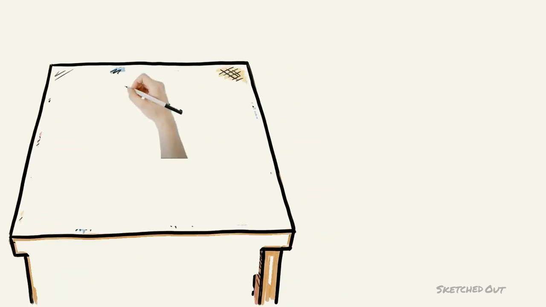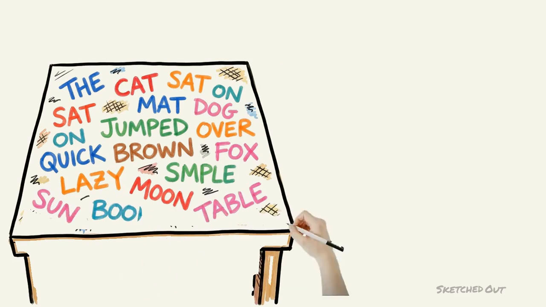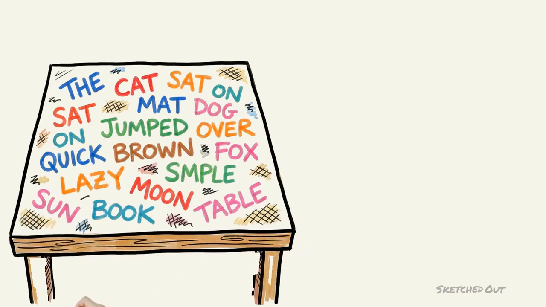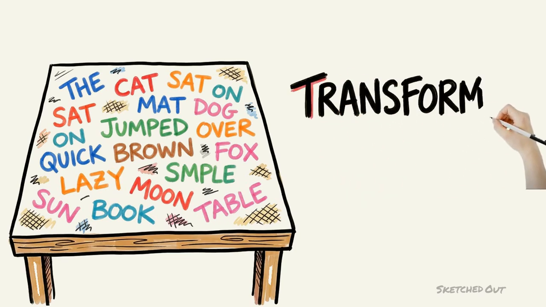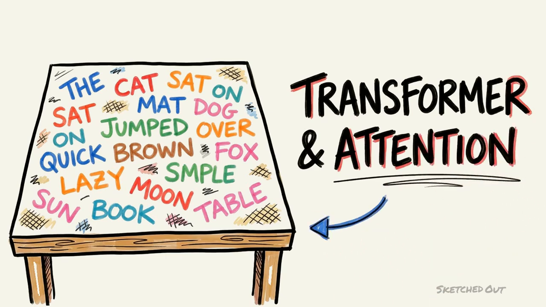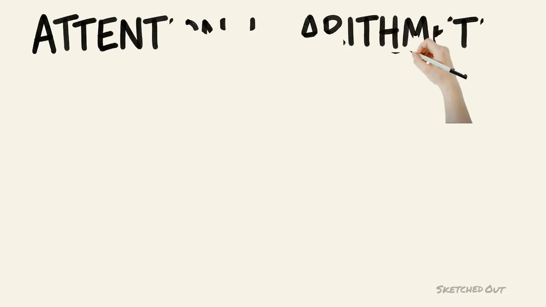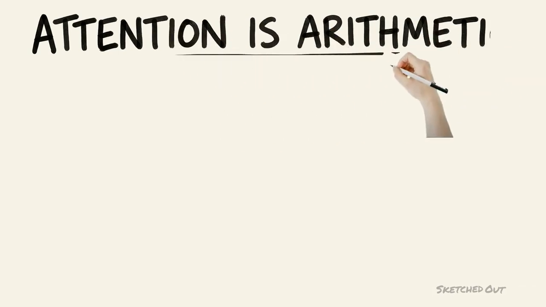Then, in 2017, a research paper proposed something almost reckless. Stop reading in order, throw the queue away, put every word on the table at once, and let each one look directly at every other word in a single step. The design was called the transformer, and the looking is attention. And here is the important part. Attention is not a metaphor. It is arithmetic. Let us watch it happen to that one troublesome word, "it."